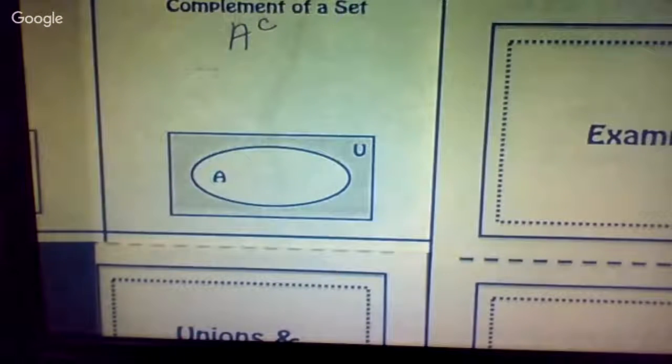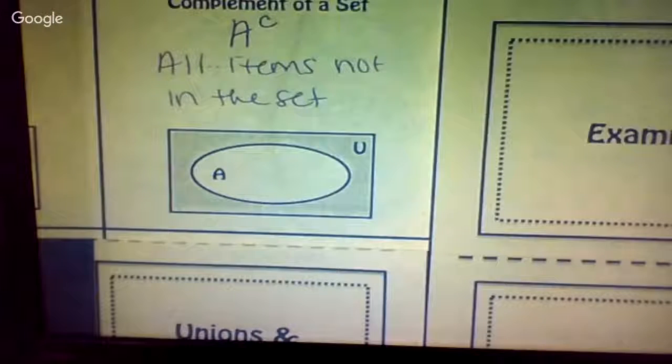And this is denoted as A raised to the C. So when they ask you for A raised to the C, they're looking for the complement of set A. If they're looking for the complement of set B, it would be B raised to the C. And this is all items not in the set. If you notice, every last one of those numbers was not in the set.